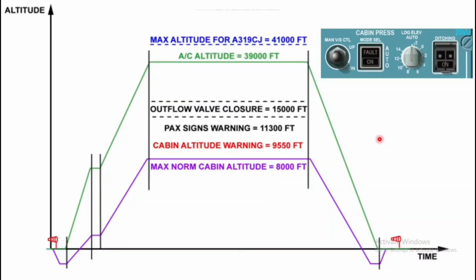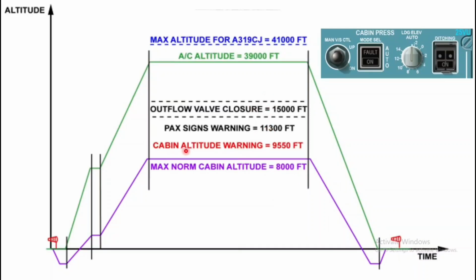So if we talk about this, it is a very interesting chart and we'll cover all the indications. Cabin altitude is limited to 8,000 feet with a delta pressure of 8.06 psi for aircraft altitude of 39,000 feet. Up to 39,000 feet, the maximum cabin altitude will be 8,000 feet, and if the cabin altitude increases, what will happen?